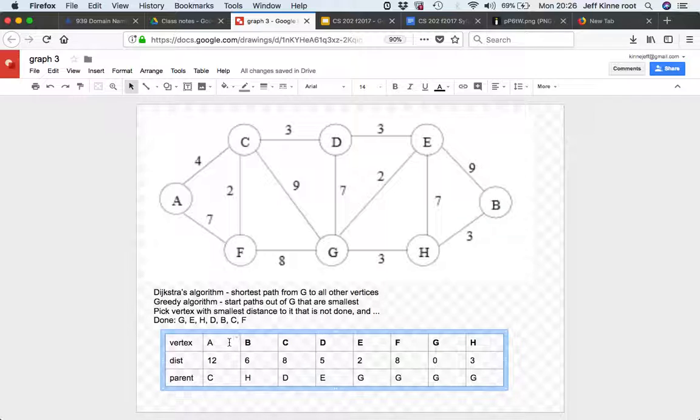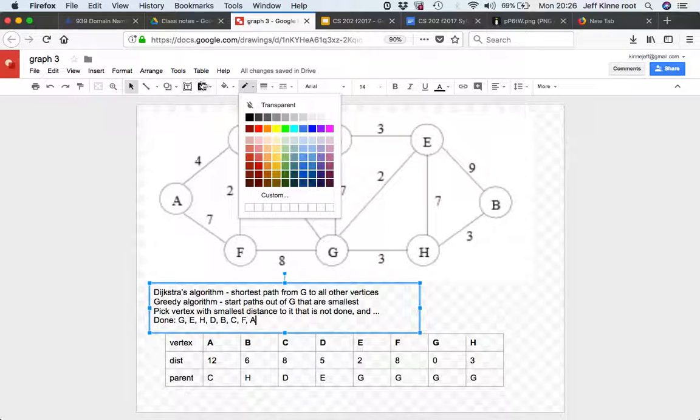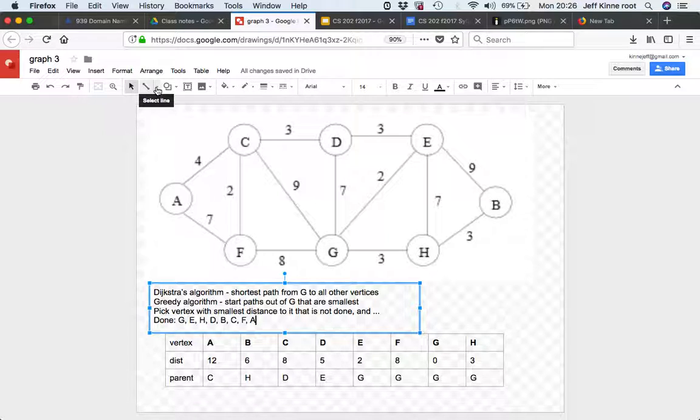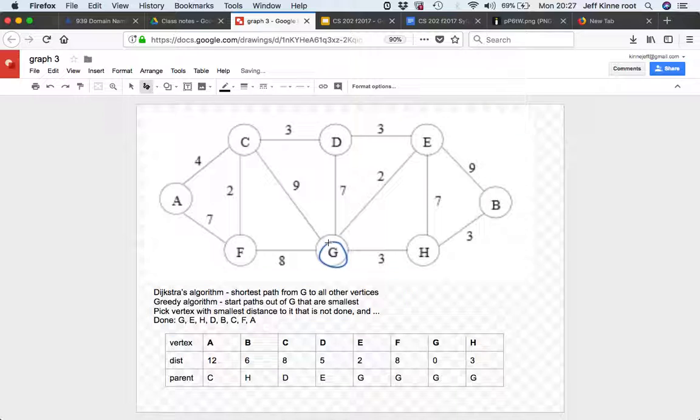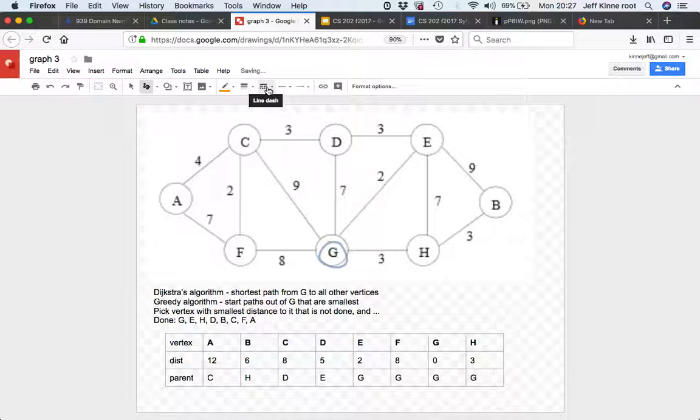And then the last one is A, and we would look at the neighbors of A, but everything else is already done. So this would be our shortest paths. And if we want to draw these, let's draw these. So I'll start at G. Let's make this orange and thicker. So let's see.